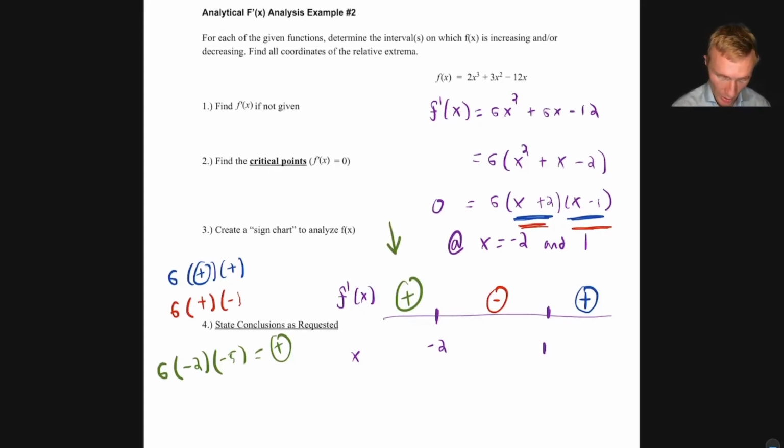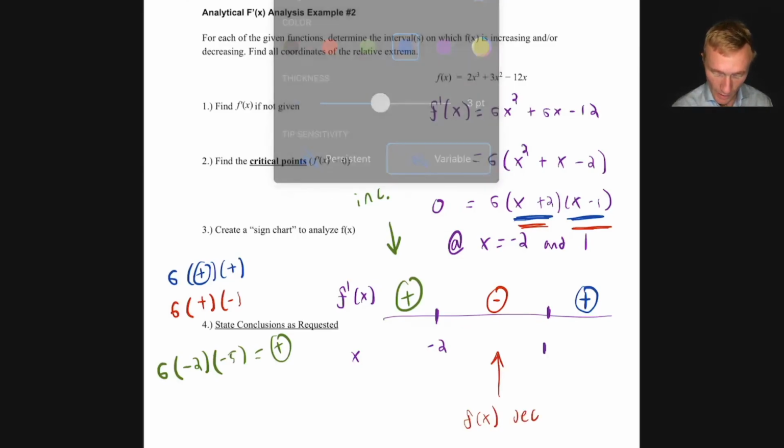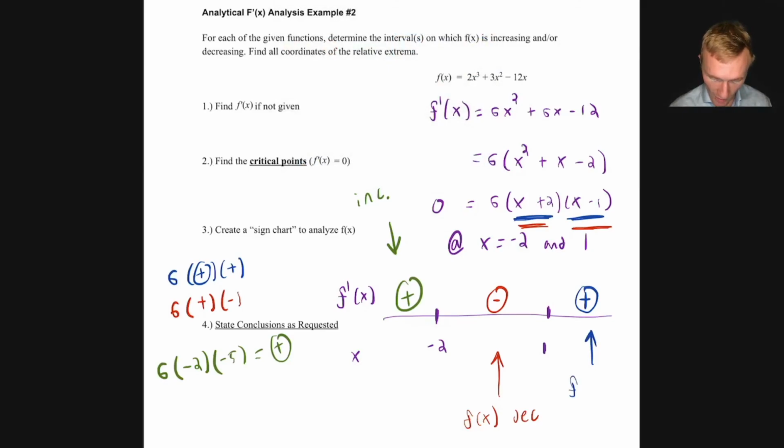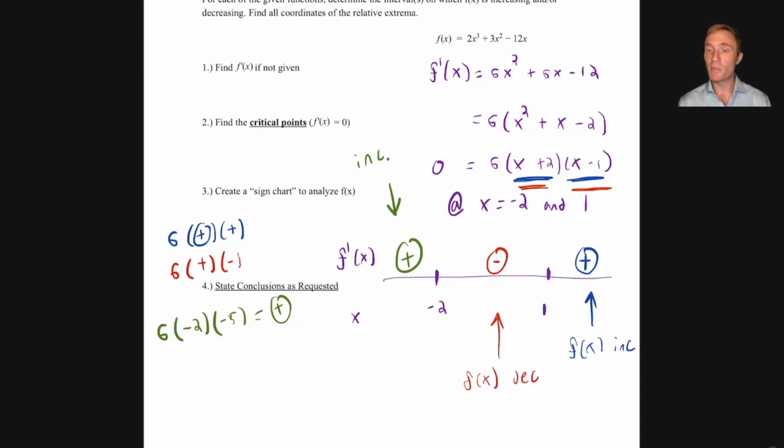So there are intervals of increasing or decreasing. Here, we have f of x is increasing because the derivative is positive. Here, we have f of x is decreasing because the derivative is negative. And finally, here, we have f of x is increasing because the derivative is positive.